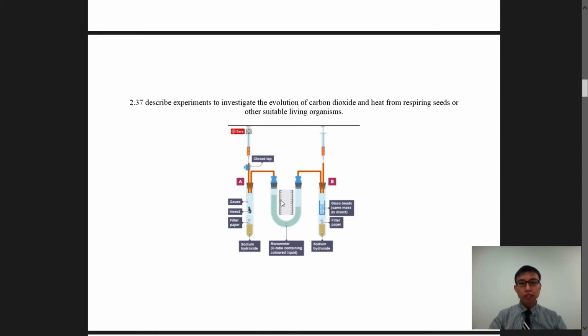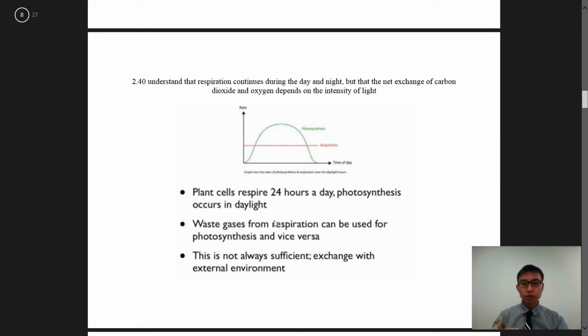Basically it's going to measure the rate of respiration, because as your insect is using up oxygen to respire, the sodium hydroxide is going to absorb the CO2 being released by the insect. Hence there will be a fall of pressure on point A, and the liquid inside the manometer is going to move upwards. So this is the one over here.